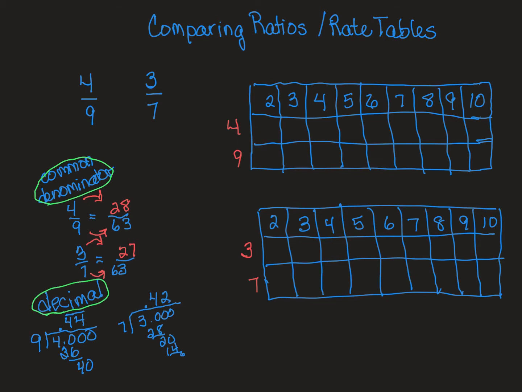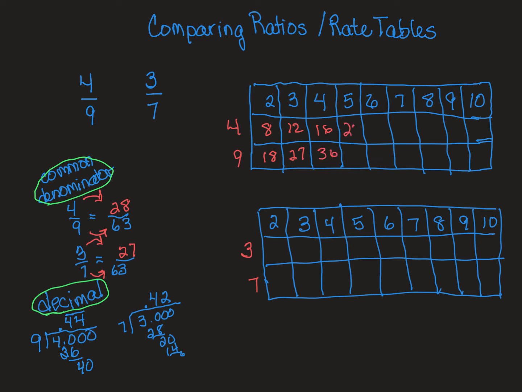The other way I can do it is by doing a rate table. In this case, it is definitely not the shortest way to do it, but I do want to go over rate tables, so I'm going to show you this way of doing it. I have 4 to 9, and I am going to scale them up: 2, 3, 4, all the way up to 10. This would be 8 and 18. This would be 12 and 27, 16 and 36.